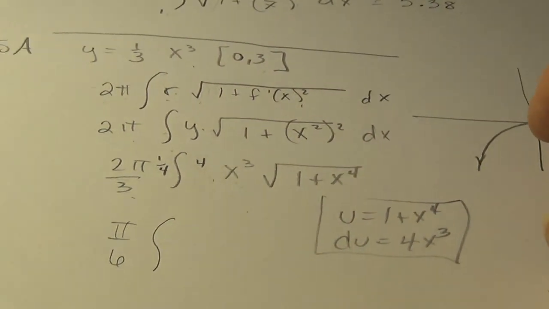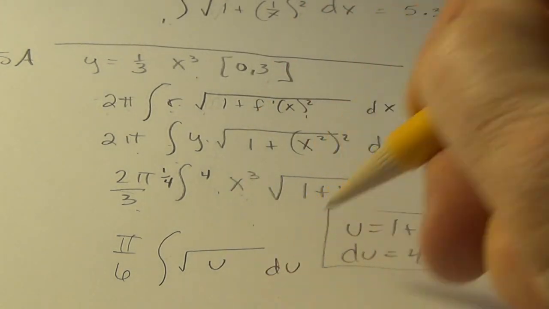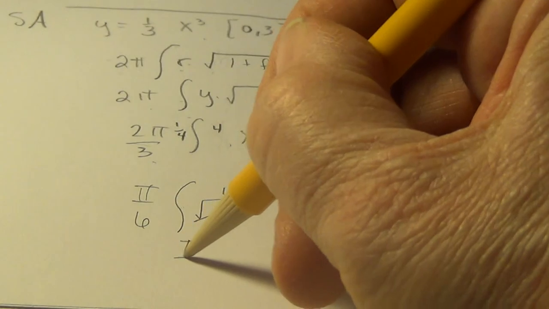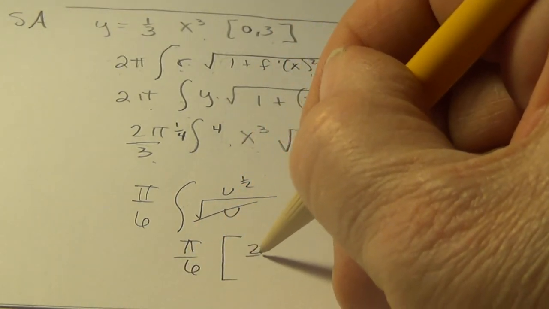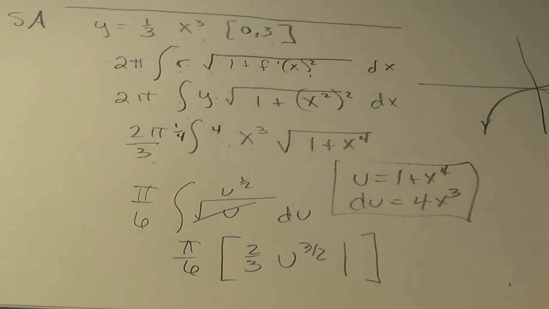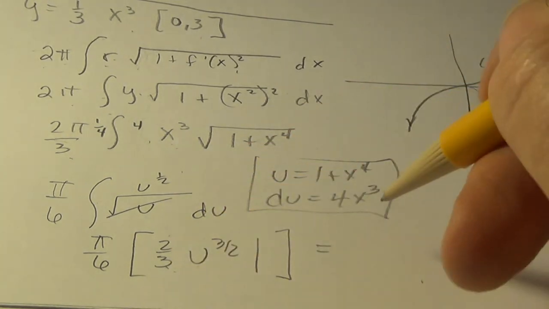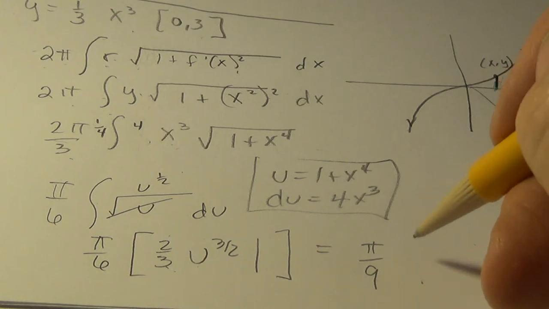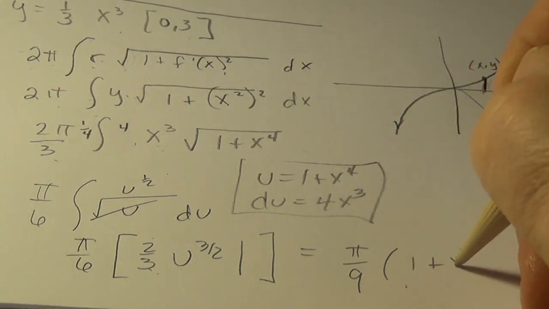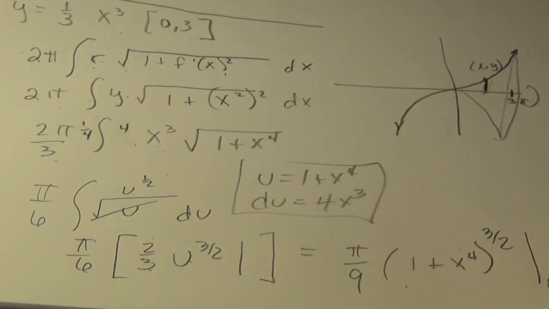And inside now, I'm going to have the square root of u du, and that is u to the 1/2, which is easy to integrate. So when I integrate u to the 1/2, I get u to the 3/2 times 2/3. And eventually we're going to integrate that between 0 and 3. And coming over here, pi over 6 times 2/3 becomes 2 over 18, which reduces to pi over 9. And I'll go back to x land with 1 plus x to the 4th, for my u, raised to the 3/2, and that is what I will put in my 0 to 3.